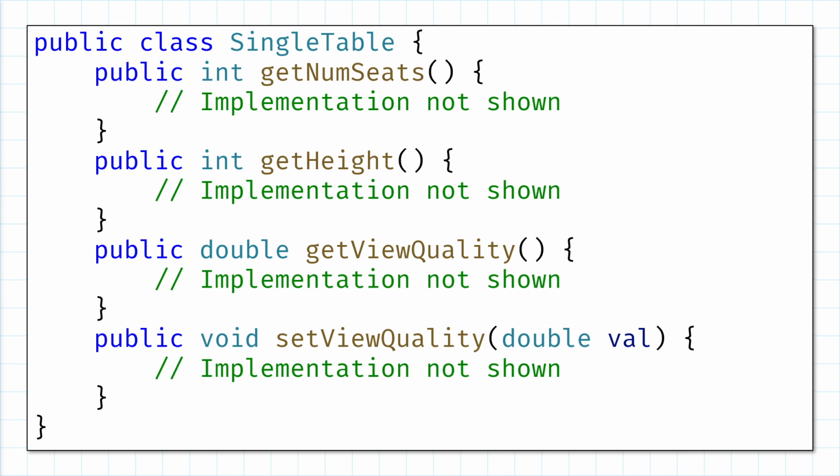GetNumSeats returns the number of seats available at a single table. GetHeight returns the height of that table. GetViewQuality returns the view quality. And SetViewQuality sets the view quality. Take special note of the SetViewQuality method. It's not one we'll actually call directly, but it does come into play when we implement the constructor in combined table because it lets us change the view quality of an already instantiated table.